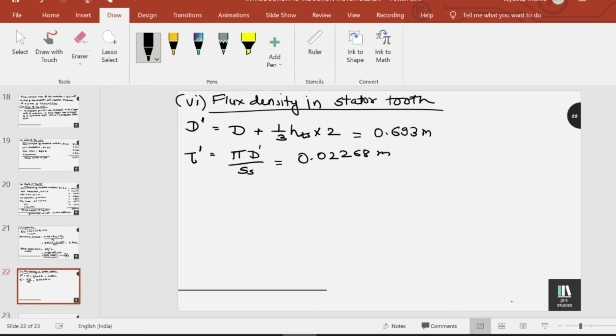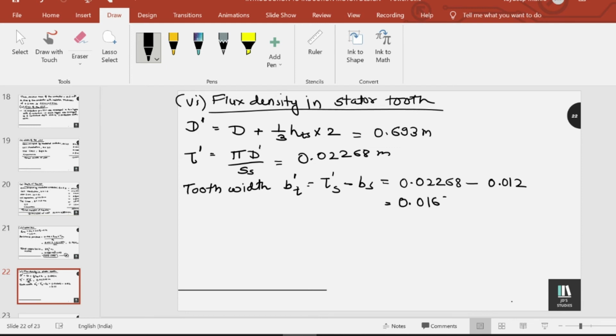Then the tooth width. We will get the tooth width b dash t. What is b dash t? Tau dash s minus small b_s, which is 0.02268 minus 0.012, which gives 0.01068 meter.